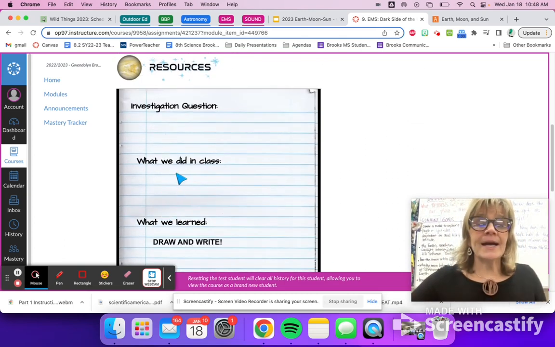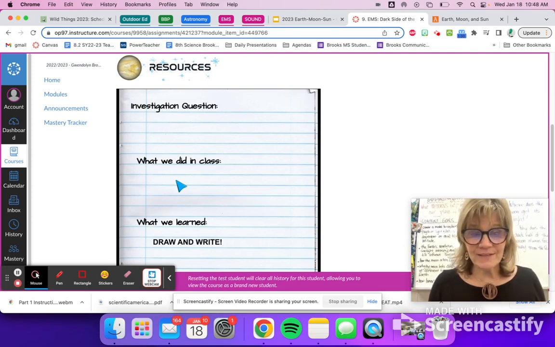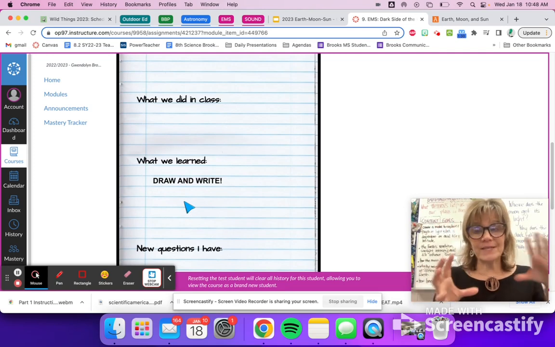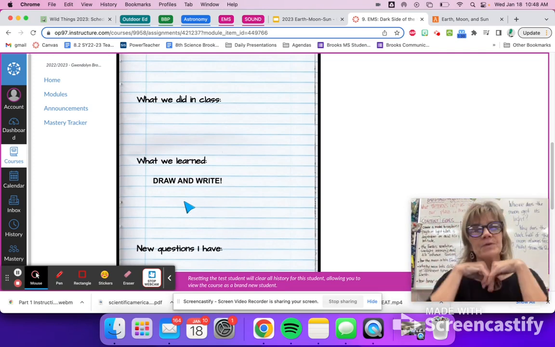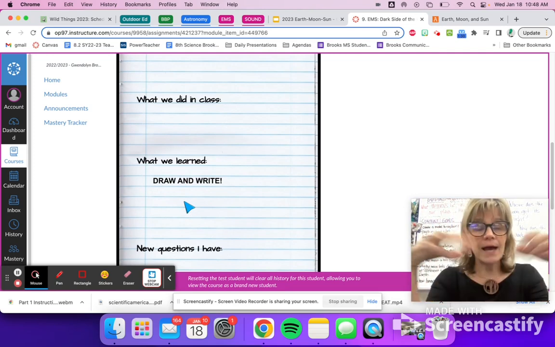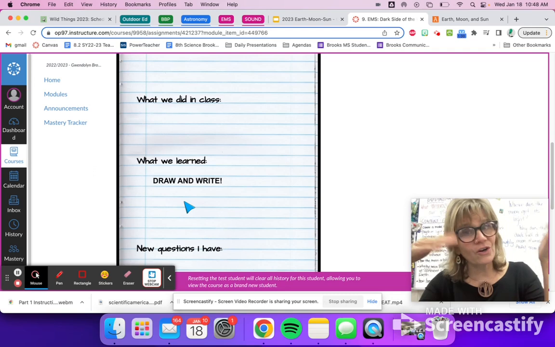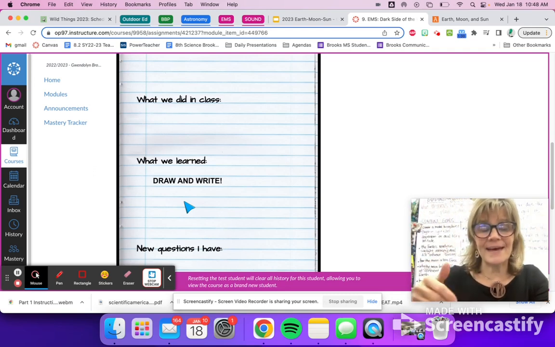Okay. Again, you're going to use the simulation. And again, you're going to draw and write using the model, thinking about, you guys, remember the light unit? How does light travel? Is it straight lines? Is it curved? Things like that. This is not complicated. Okay. And then any new questions you have.